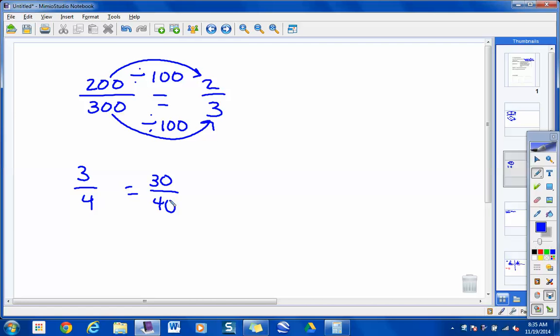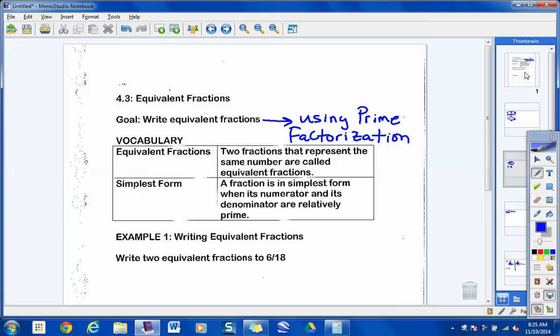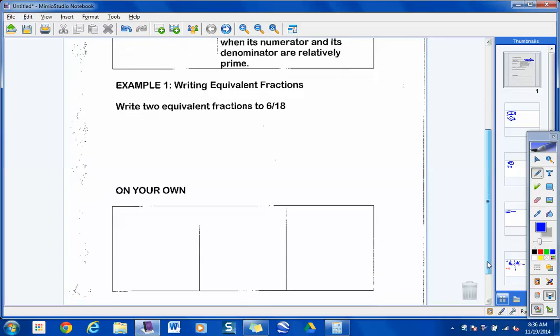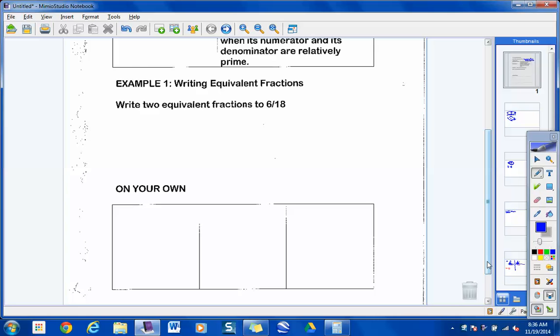So let's start looking at what it is we're trying to do here, guys. Equivalent fractions, two fractions that are basically the same. In example 1, it says, write two equivalent fractions to 6/18. So I have this fraction 6/18. I can choose to reduce this. I can make the values 6 and 18 smaller by dividing, or I can choose to make the values larger by multiplying. Okay, let's do a smaller example first.